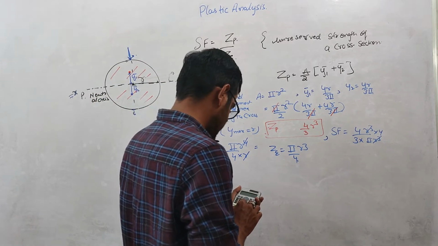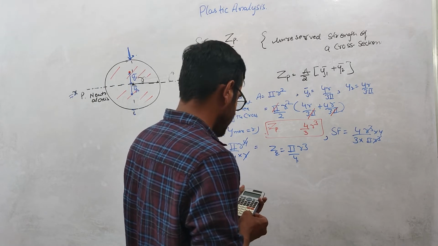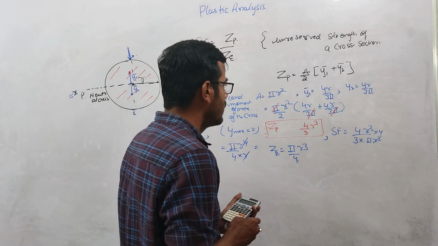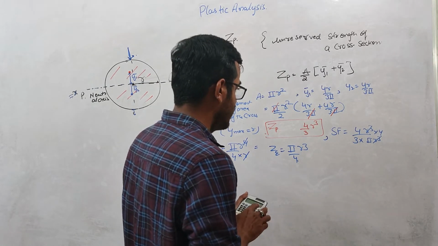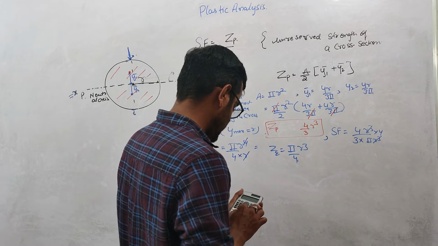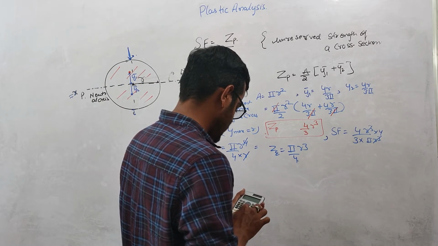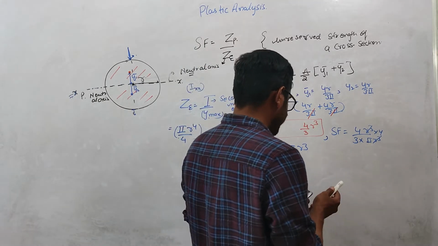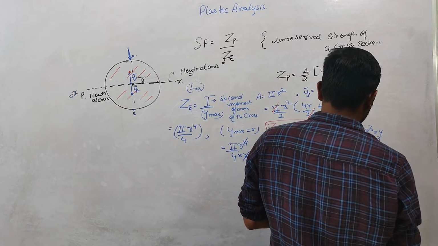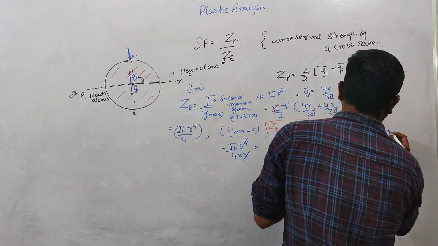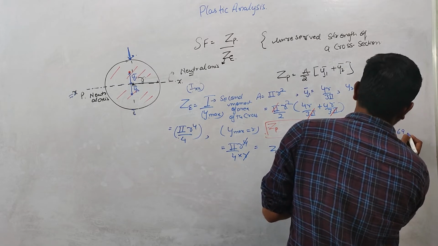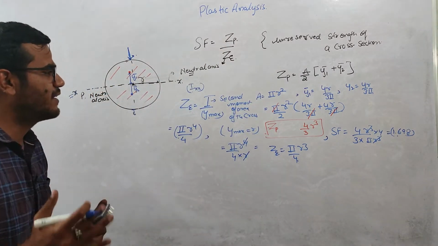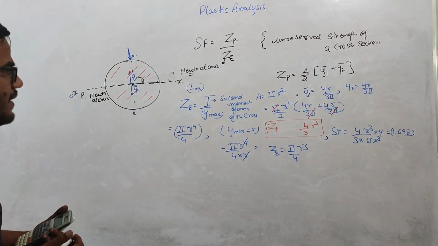16 divided by 3.14 divided by 3. This is 16 divided by 4 into 3. So the value comes out to be 1.698. Okay, so the value of the shape factor comes out to be 1.698, right?